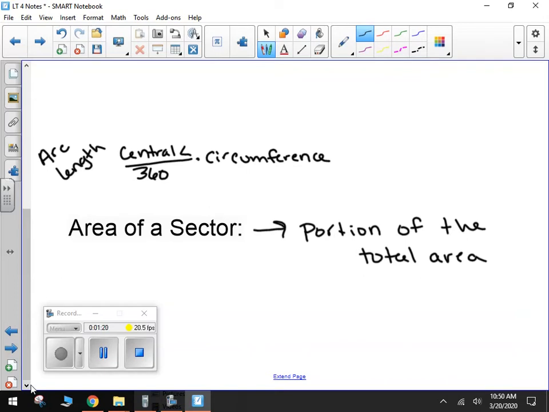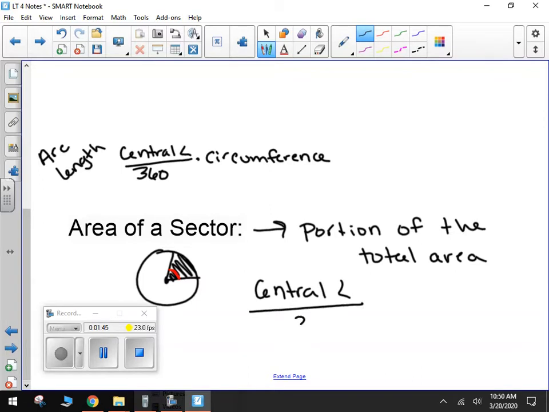Well, a sector, just so you guys know what a sector looks like, let's draw that. This is a sector. All this space right here that I shaded is a sector. So a sector is a portion of a circle. And because it's a portion, we find it the same way. We take its central angle here and we put it over 360. So central angle over 360. But instead of multiplying it by circumference, we multiply it by the area because it's a portion of the area, which is pi r squared. So that's your formula for finding area of a sector.